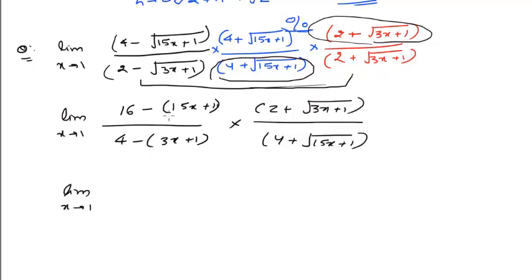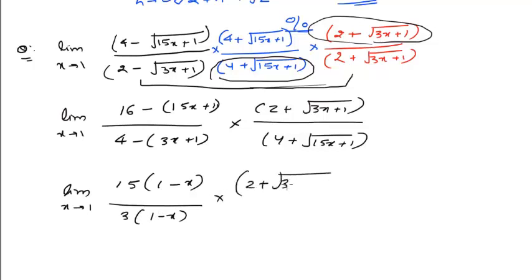16 minus 1 is 15, and 15 I can take common. If I take 15 common outside, what do we get? We'll get 1 minus x. Yes or no? In the denominator, 4 minus 1 is 3, 3 I'll take common. So what will we get? 1 minus x again. Yes or no? And lastly here, again the same term, 2 plus under root 3x plus 1 by 4 plus under root of 15x plus.